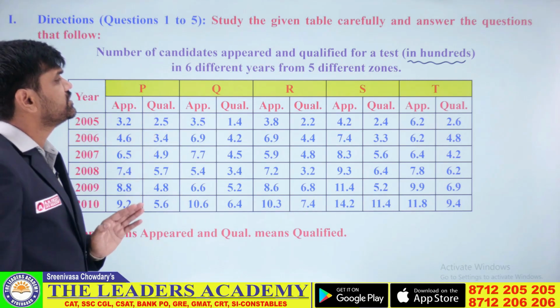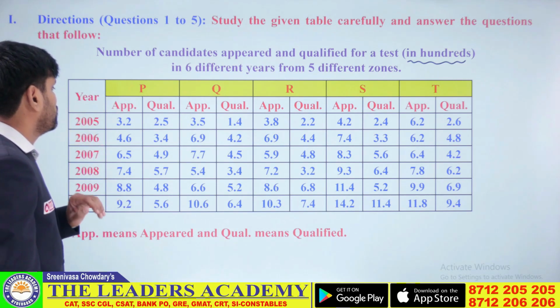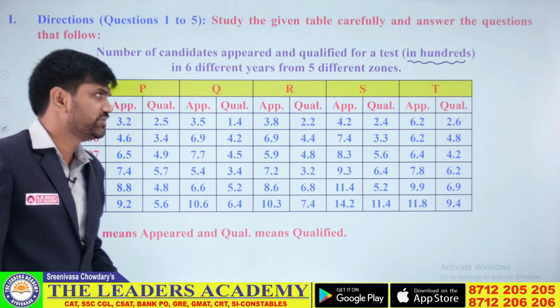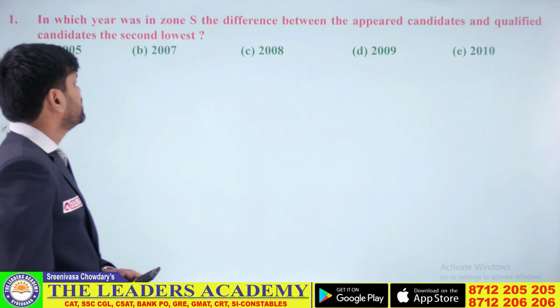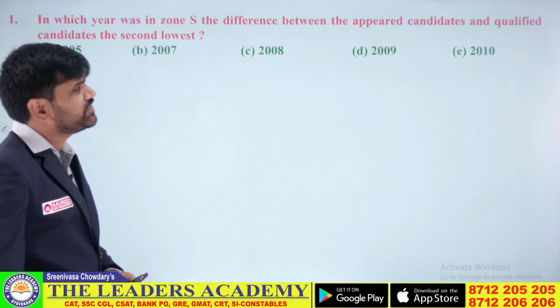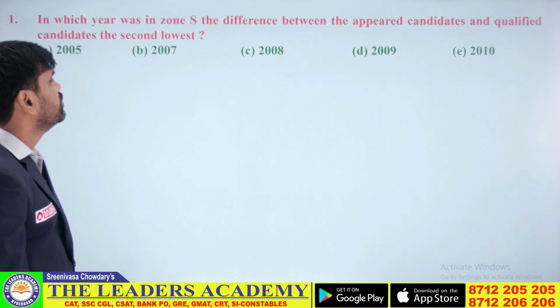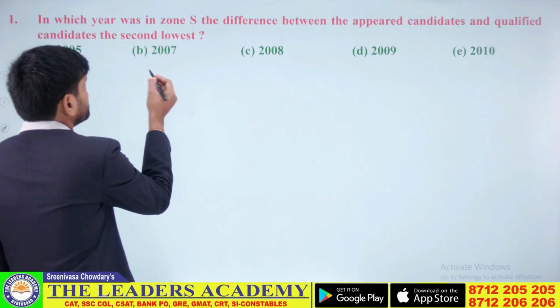In 6 different years from 5 different zones. So years mentioned are from 2005 to 2010. Zones are from P to T. Let us go ahead with the question. In which year was in zone S the difference between the appeared candidates and qualified candidates the second lowest? So in which year the difference is the second lowest, they are saying.